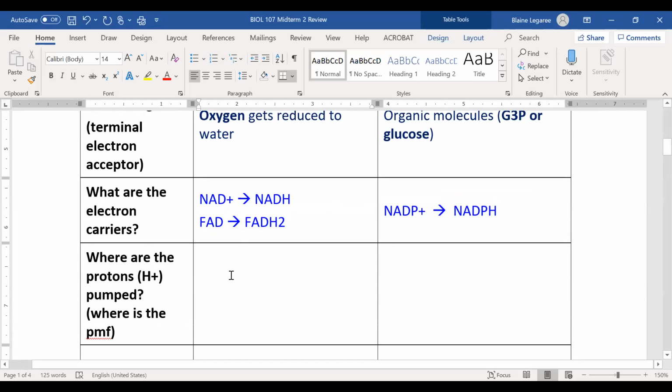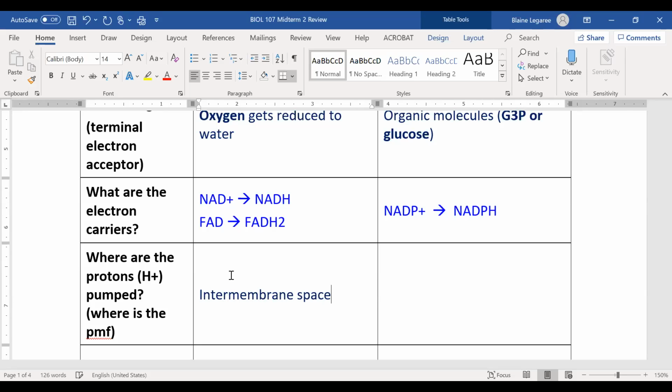Remember, in the mitochondria, this would be the intermembrane space. And in the chloroplast, this would be the thylakoid space. Thylakoid.